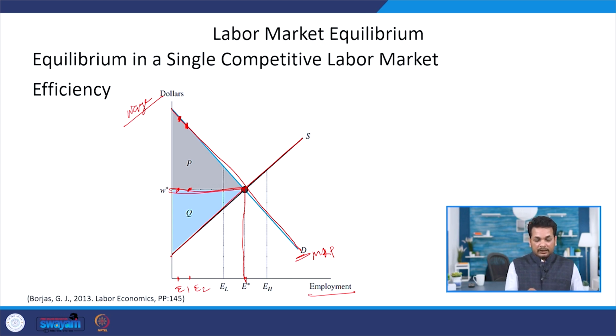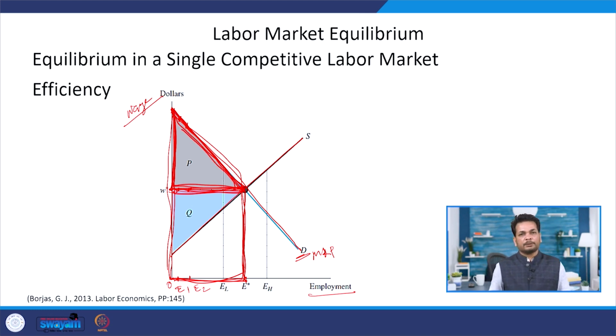So, if you join these points, this triangle is the farm's surplus, the producer surplus, by employing this much of labor. By employing this much of labor OE star, the farm is getting the revenue of this much, but the farm is paying only this much. So, actually the farm is getting this much and the farm is paying this much. So, this much is the gain in terms of producer surplus.